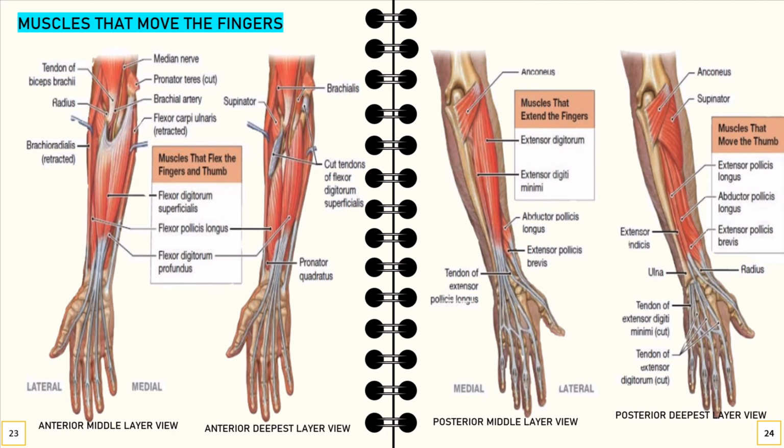On page 23, from anterior view, we can see the flexor muscle group that serve as flexion, while on page 24, from posterior view, we can see the extensor group that serve as extension.